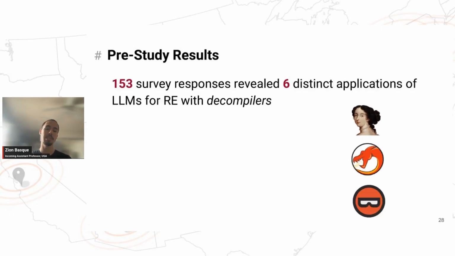In phase one, with this pre-study survey, we had 153 survey responses, which revealed six distinct ways that these different practitioners were actually using LLMs actively in the reverse engineering space. For all six of these applications, reverse engineers reported using them across different decompilers. So they would take decompiler output for a binary and put that into ChatGPT to do six distinct tasks.